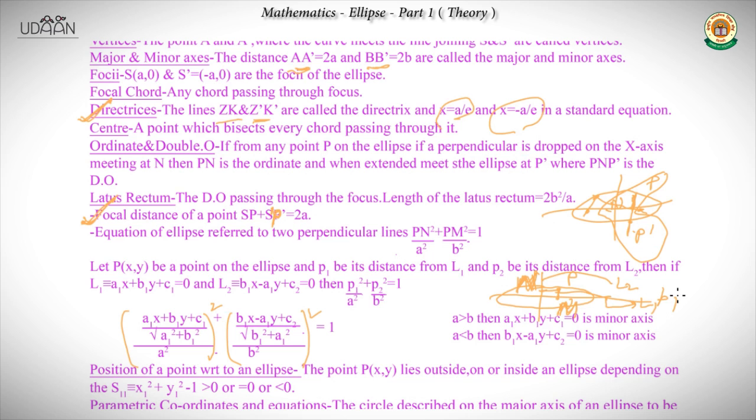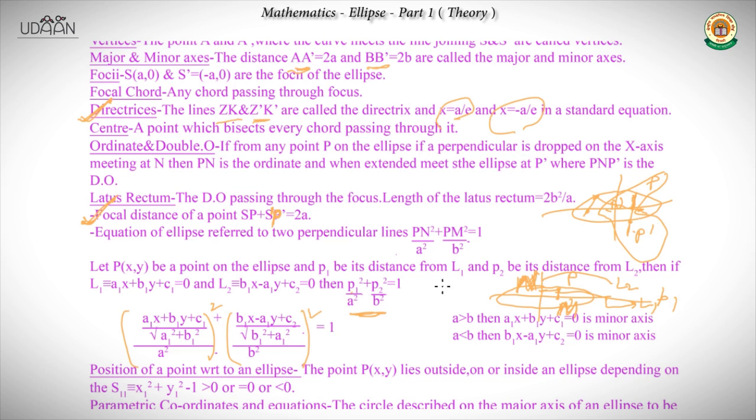Then L1 is A1x plus B1y plus C1 equals 0, and L2 is B1x minus A1y plus C2 equals 0. Then the equation of the ellipse can be said as P1 square by A square plus P2 square by B square equals 1. So actually these are the points we have, so we'll just compare it.